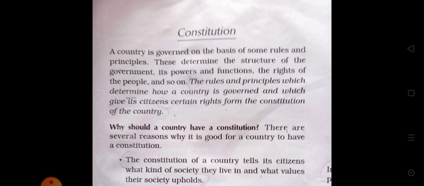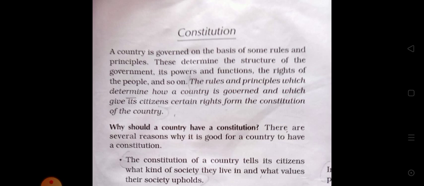Now, what is a constitution? The rules and principles which determine how a country is governed and which give its citizens certain rights form the constitution of the country.